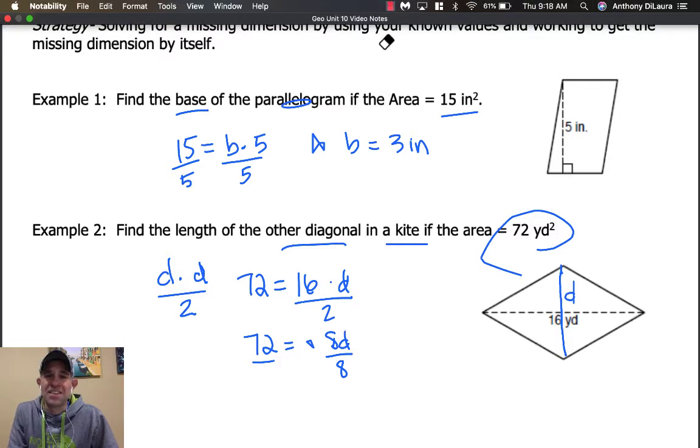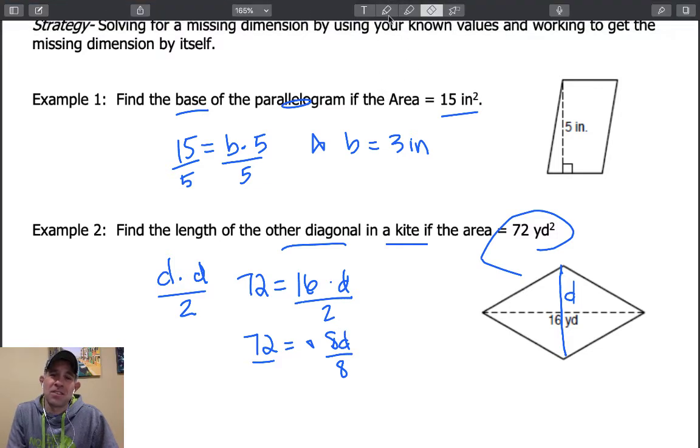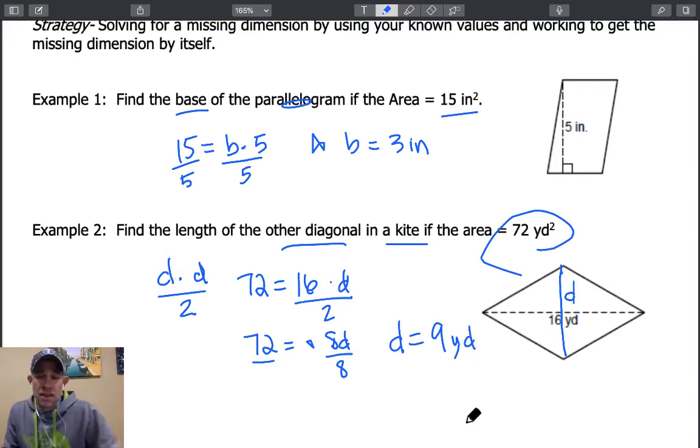So 72 divided by 8, which you guys know is 9. So that other diagonal needs to be 9, and our units here are going to be in yards because we're just talking about a length of that diagonal, not the area this time.